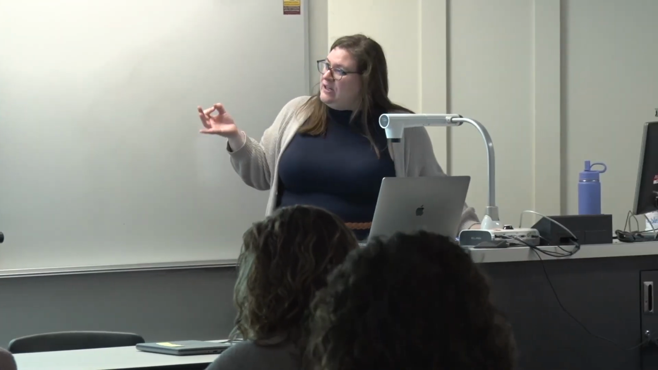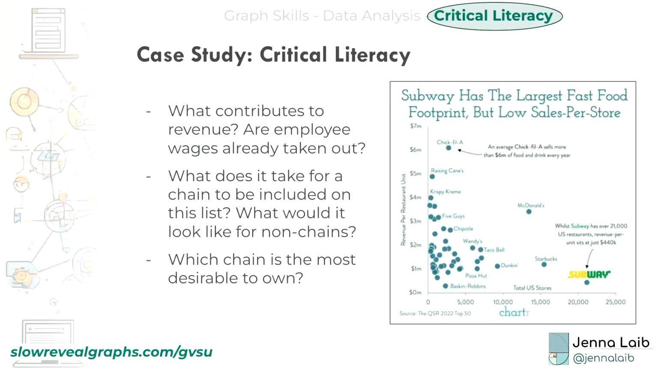Lastly, for the critical literacy part, these were some of the questions that came up. What contributes to revenue? Are employee wages already taken out? They were very concerned about this revenue part, where they're like, is it profits? Is it how much you make? But you have to take out how much you pay the employees. And then people are like, well, what about you have to pay for electricity? What's included in this revenue? They were very confused by that.